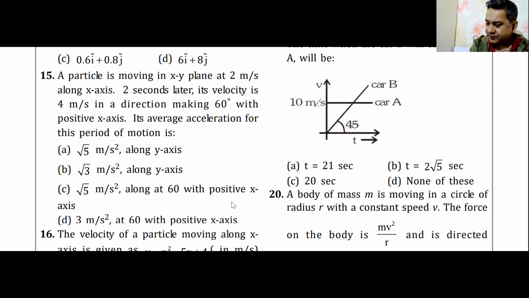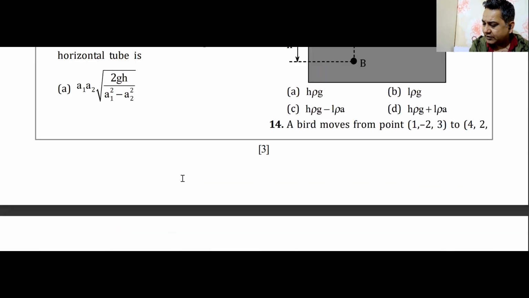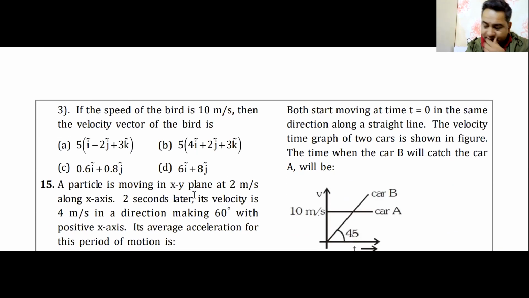Okay, I think the first problem is problem number 14, which is very simple. I hope I'm audible and visible to all. Everything you can see, right? A bird moves from some point to the other point. The speed of the bird is 10 meter per second. What is the velocity of the bird? How will you find the velocity of the bird?